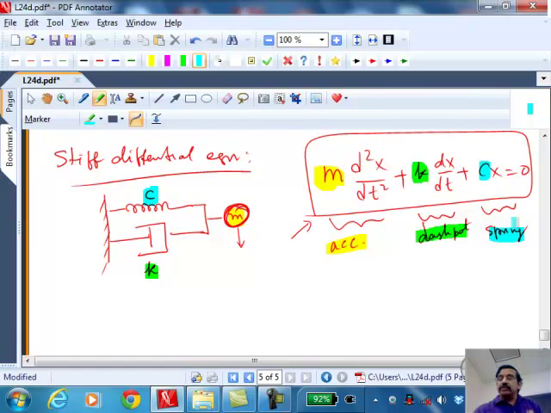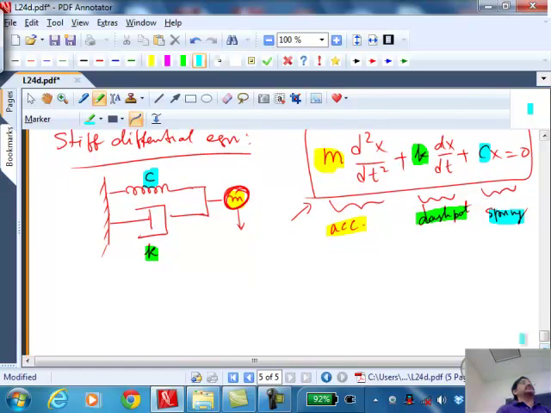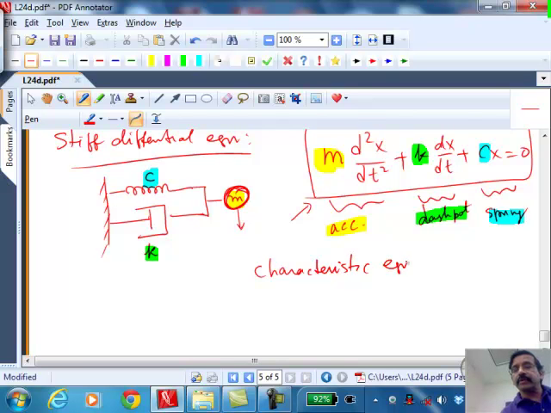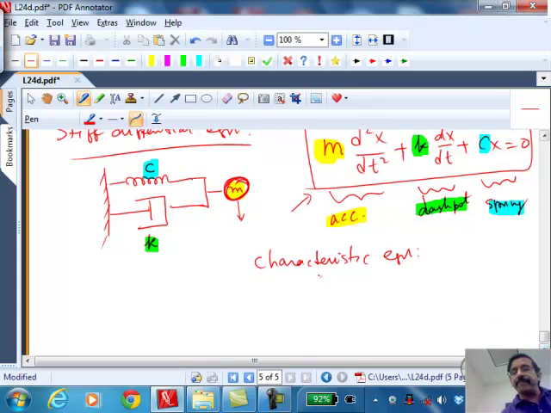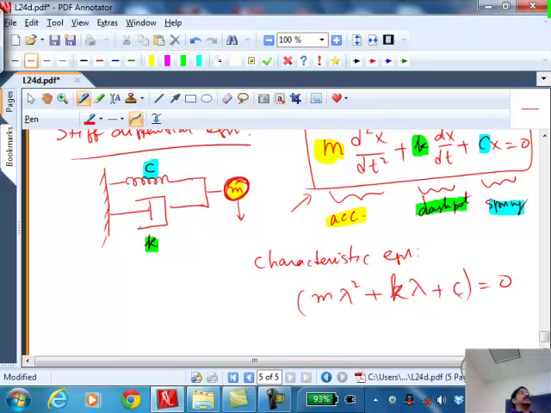Okay, so what is the solution to this problem? It's a linear differential equation with constant coefficients, right? So you can solve this by writing the characteristic equation of that, which will be m lambda square plus c lambda plus k equal to 0. Are you familiar with this? How do you solve that differential equation?